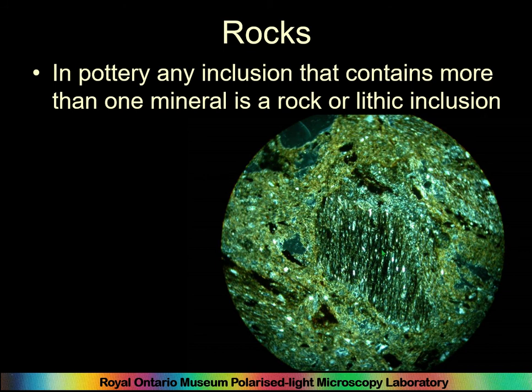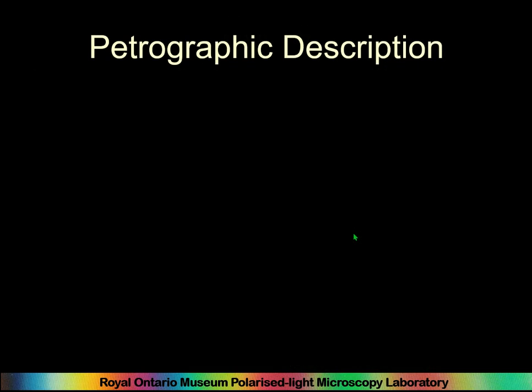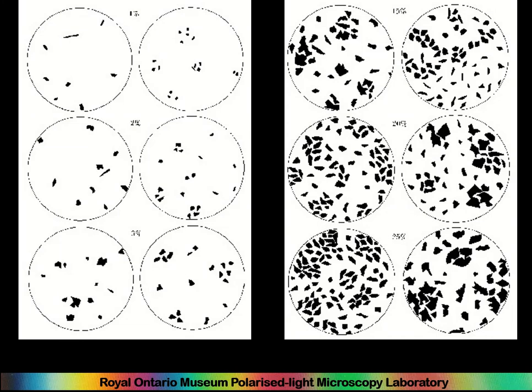And so we'll be classifying rocks as igneous, metamorphic, and sedimentary. This is actually a sedimentary rock, shale, mostly made of clays and fine silty quartz. So the petrographic description is very important because you'll be doing that. You'll want to cover abundance, sortedness, size, roundedness, and that's basically it, really.